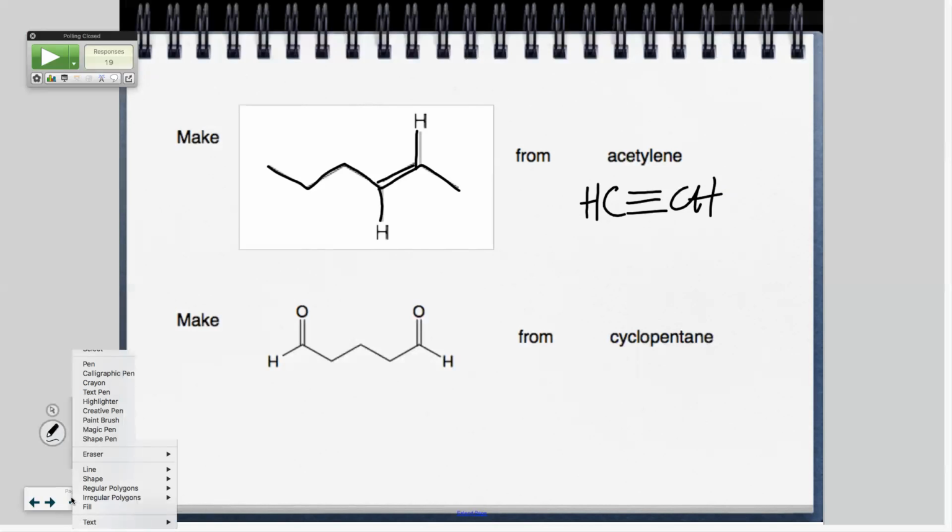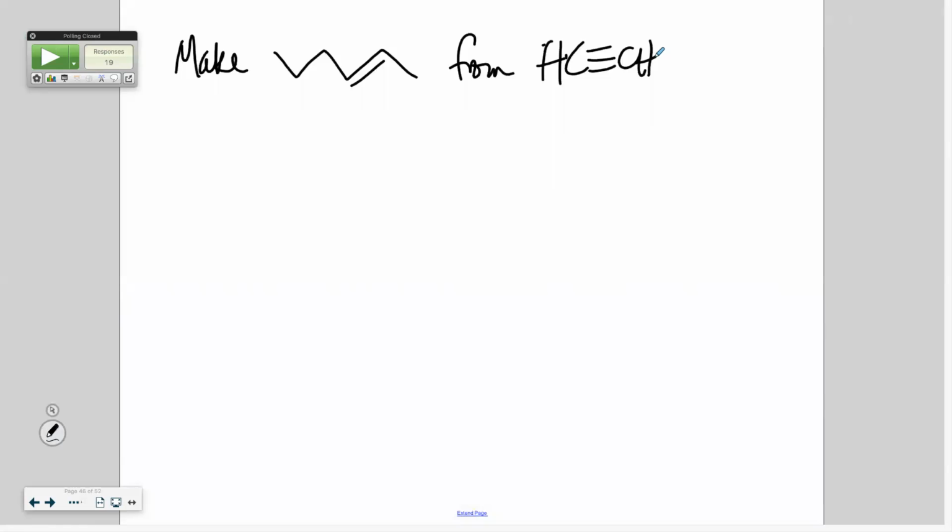Okay, it's 1, 2, 3, 4, 5, 6. So we're going to make a six-carbon product, because the directions may say things like, you can use acetylene and any other organic reagents, but you have to start with acetylene. So you need to know what it is. It's pretty basic. I think it's not a hard one to learn.